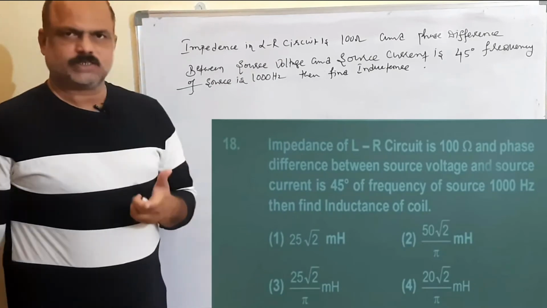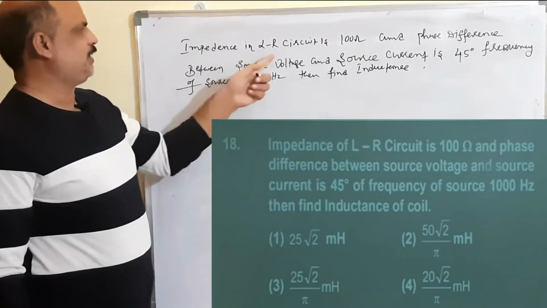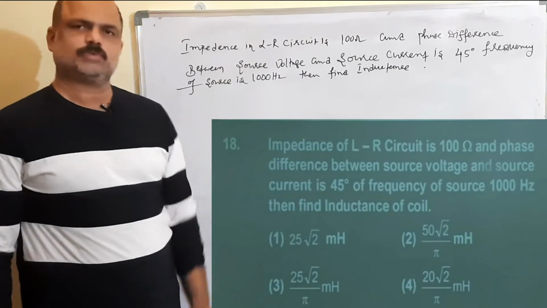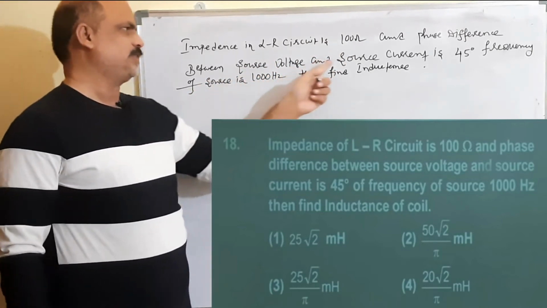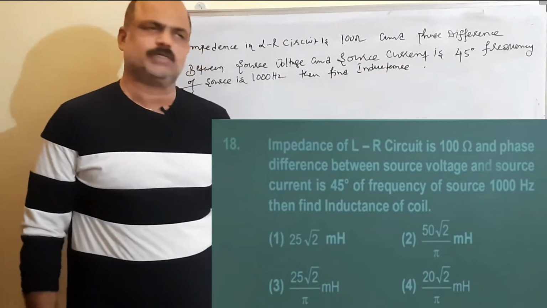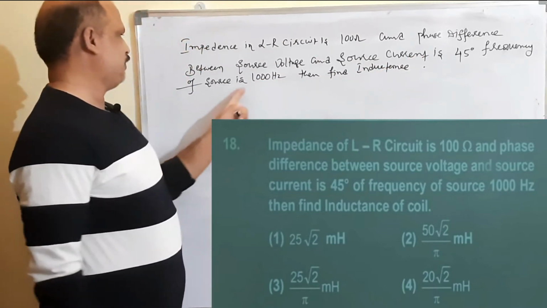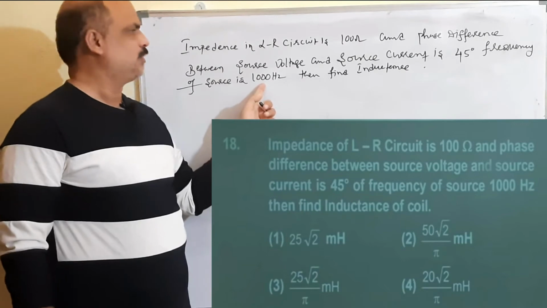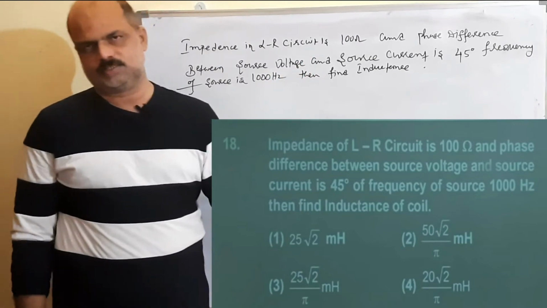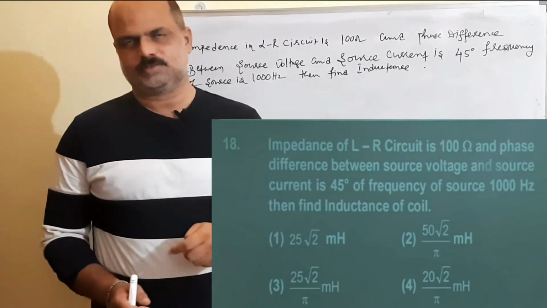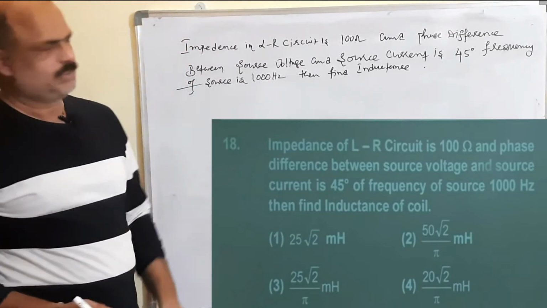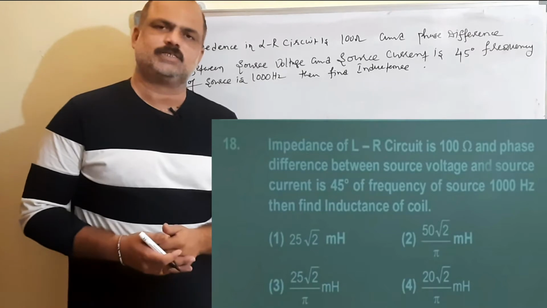So now let us discuss another question. Impedance in LR circuit is 100 ohms and phase difference between source voltage and source current is 45 degrees. Frequency of source is 1000 Hz. Find the inductance. This question asked from AC currents. What type of circuit it is? LR circuit.